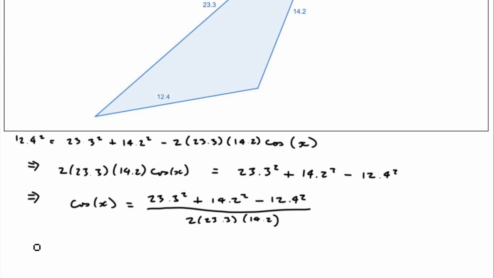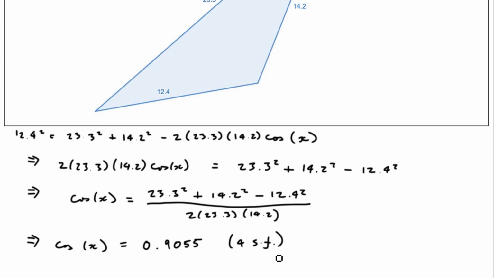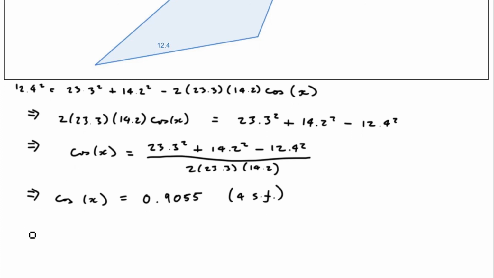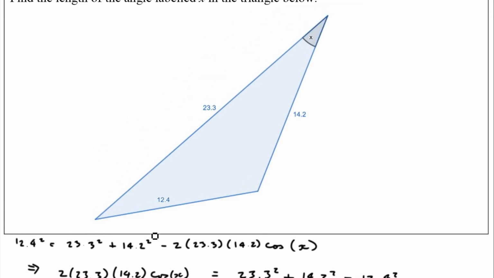But having got this far, we can now deduce that the cosine of x is 0.9055 to four significant figures. Always use more significant figures than is required in your final answer. And that gives us a value for x of 25.1 degrees. Returning to the original picture, that's not an outrageous answer. That angle is fairly small.